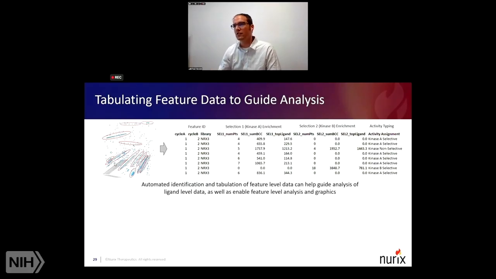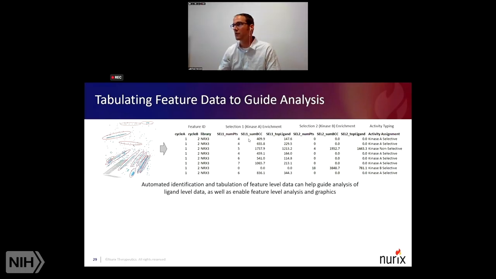So given a triage data set, I can tabulate each of the features that I'm seeing. In this case, I'm tabulating all of these various line features. I can aggregate some of the selection enrichment data from selection 1, which in this case would be a kinase A selection, and my enrichment data from kinase B selection 2. And by applying the patterns which I defined previously in that activity type table, I can now automatically annotate each of these features according to a prospective or preliminary activity data.